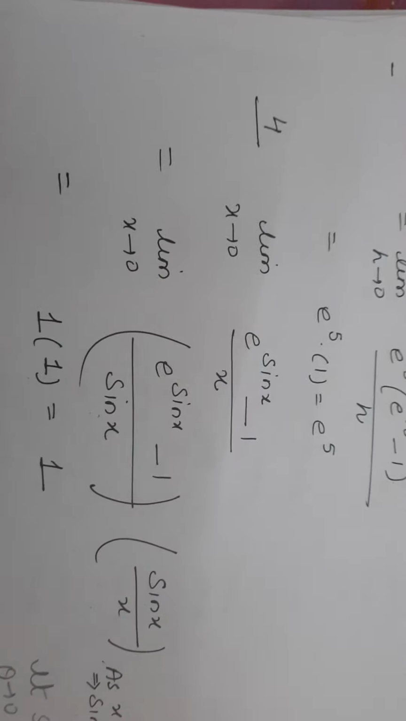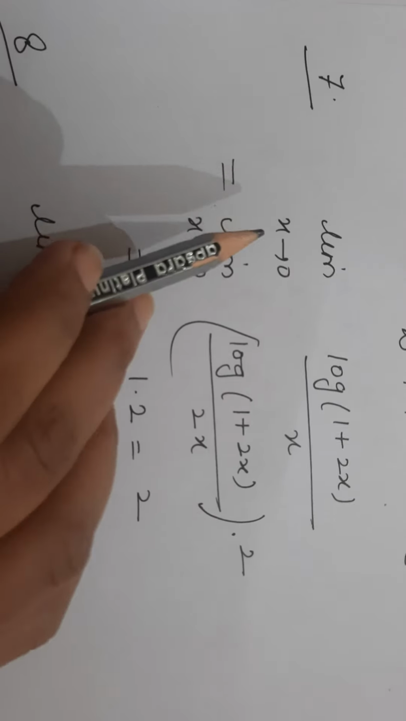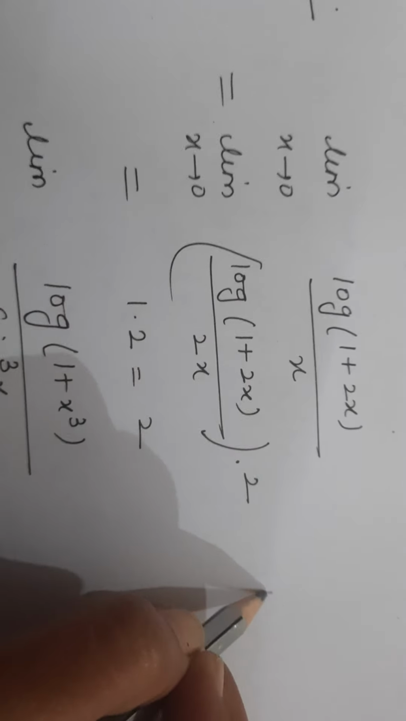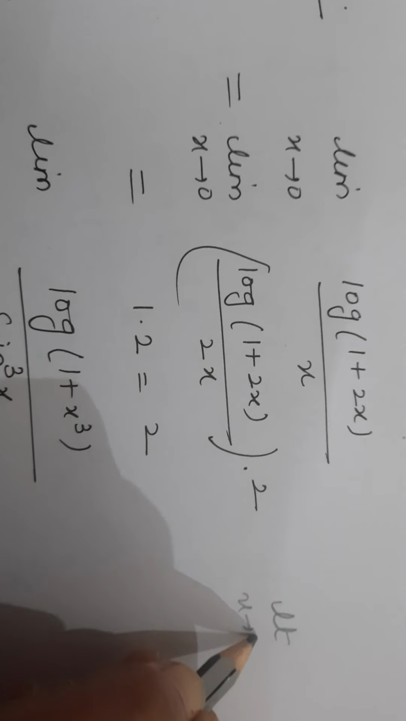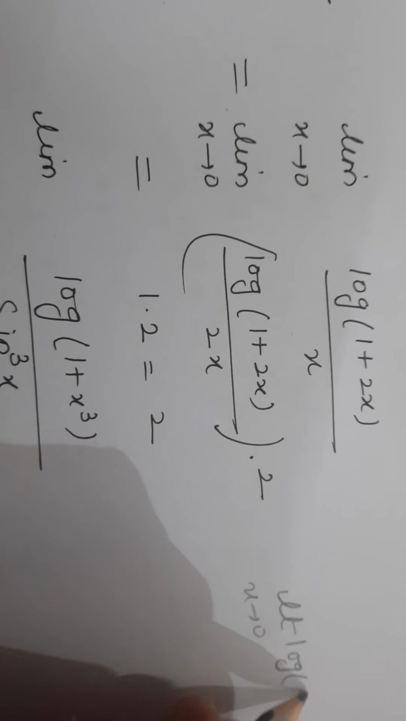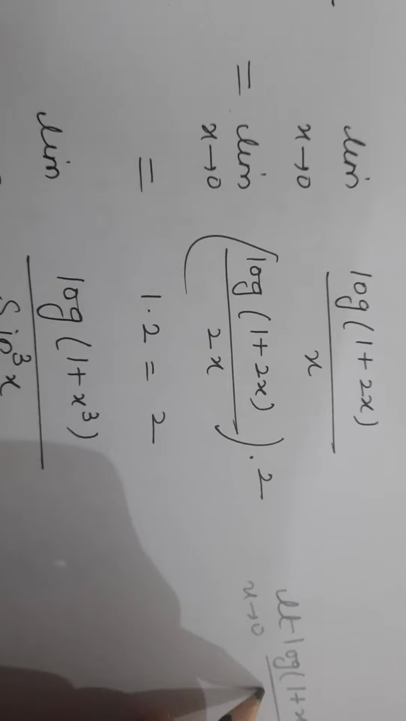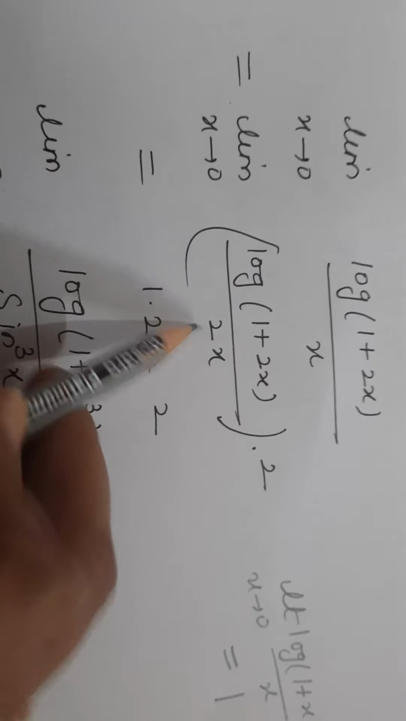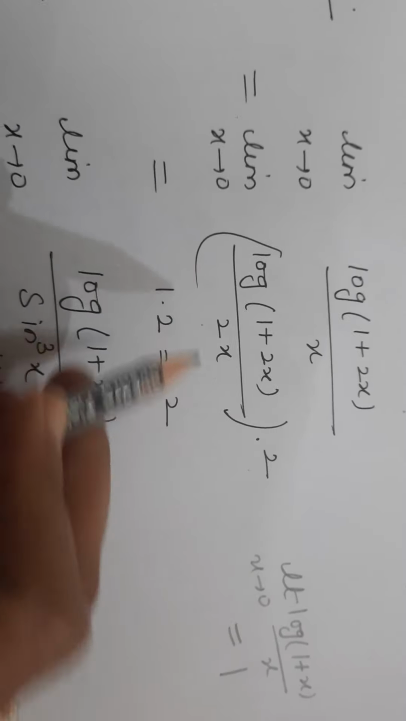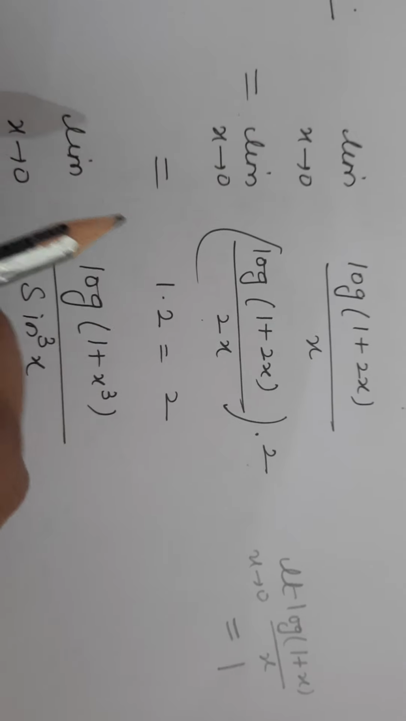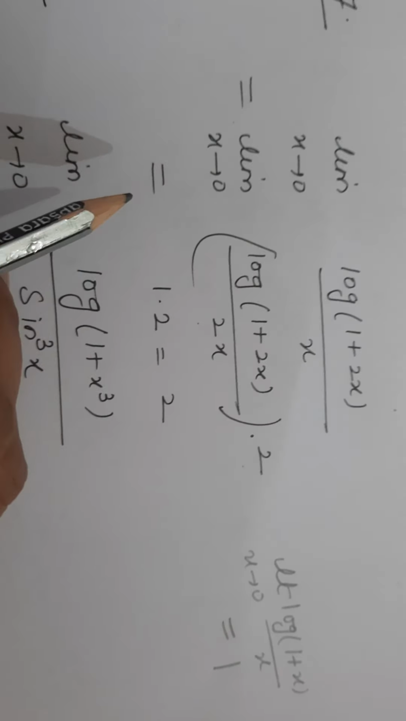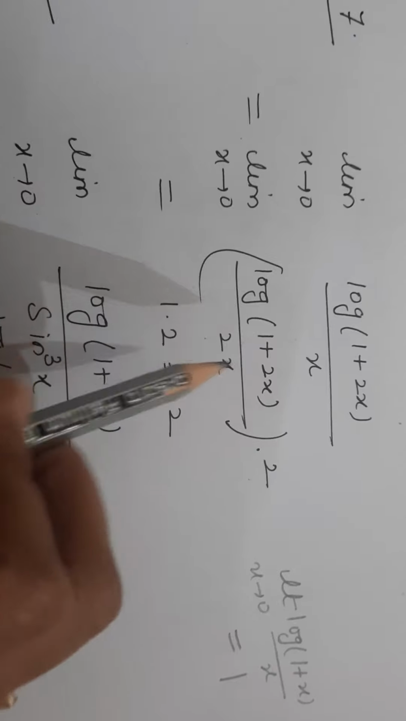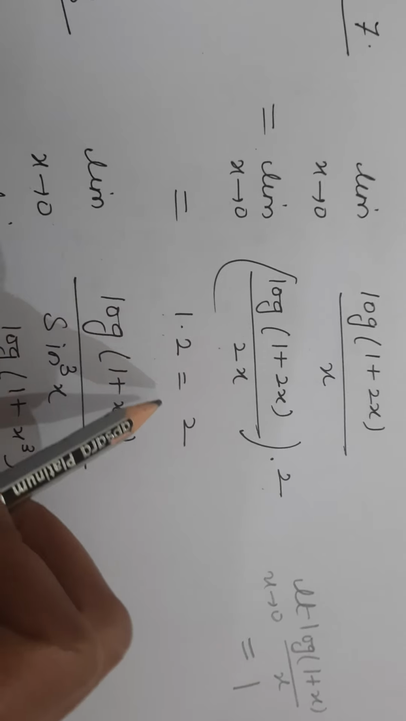Next question. Limit x tending to 0, log(1 + 2x)/x. Now, the result is limit x tending to 0, log(1 + x)/x is equal to 1. Here you have 2x, so I'll divide by 2 and multiply by 2. As x approaches 0, your 2x will also tend to 0. That means this part is 1. Its limit is 1 into 2. Your answer is 2.